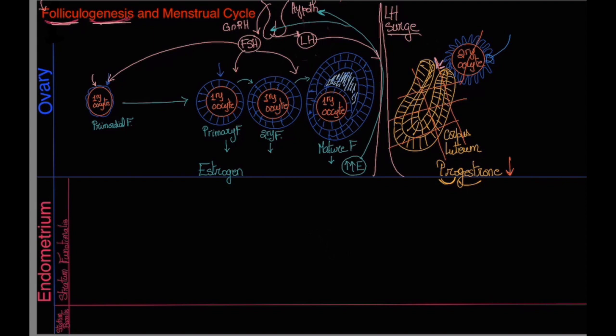Normally, the progesterone is going to be reducing all the pituitary hormones. So it's going to be inhibiting both FSH and LH. It has a negative feedback on the pituitary gland and the hypothalamus.